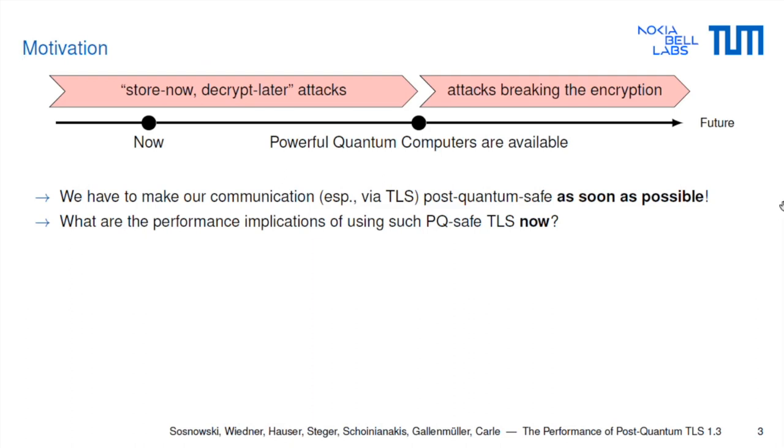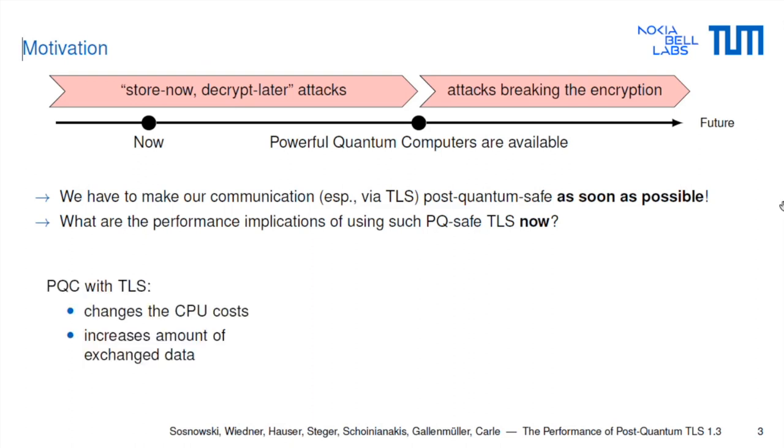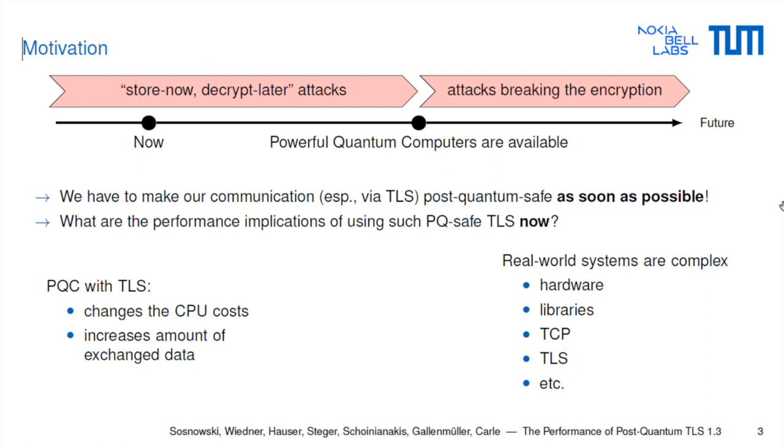To better understand this problem, what's quite obvious is that if you use post-quantum crypto with TLS, it changes the costs on the CPU. Some algorithms are more efficient and some more expensive than traditional algorithms. And they all increase the amount of data that is exchanged. However, networks are complex. We have hardware, libraries, the TCP stack, TLS, etc. And we wanted to measure the implications on the performance if we combine both.